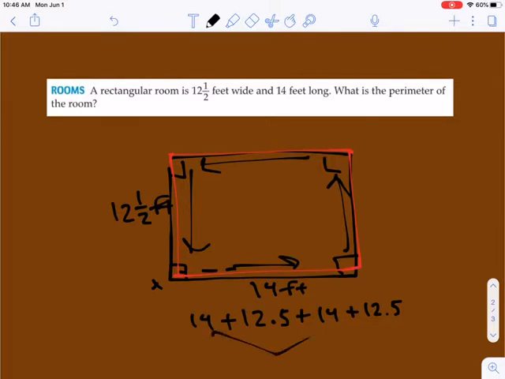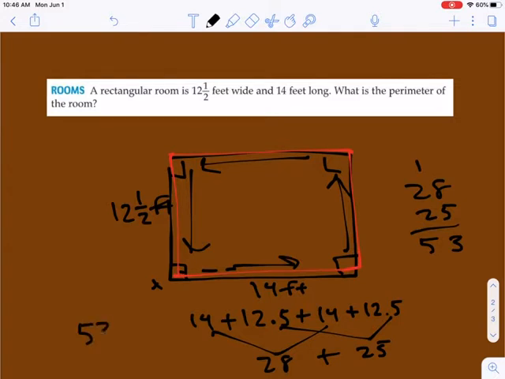So 14 and 14 is 28. And then 12.5 and 12.5 is conveniently enough 25. And then you go 28 plus 25. Yes, I can do this in my head, but I'm just trying to be nice. It gives you 53. All right, and then our unit is feet. So 53 feet is what the perimeter of the room is.